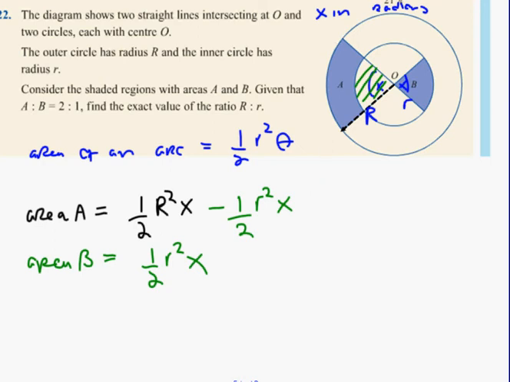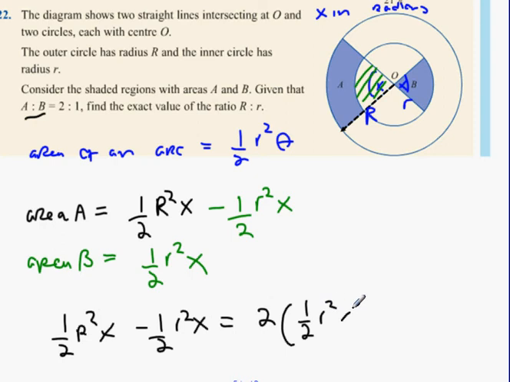So what we're going to get here is area A to area B as 2 to 1. So what we know is that a half R squared x minus a half small r squared x is equal to 2 times area B, which is a half small r squared x.